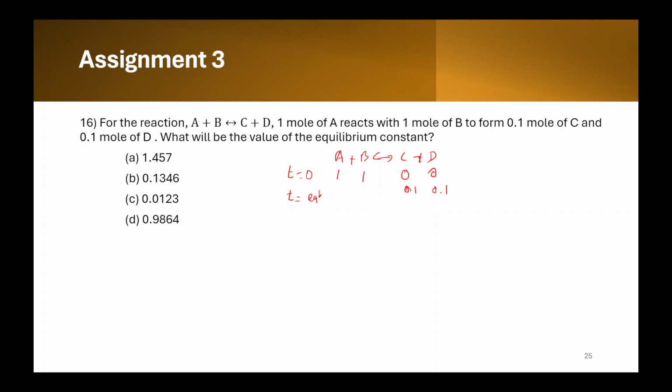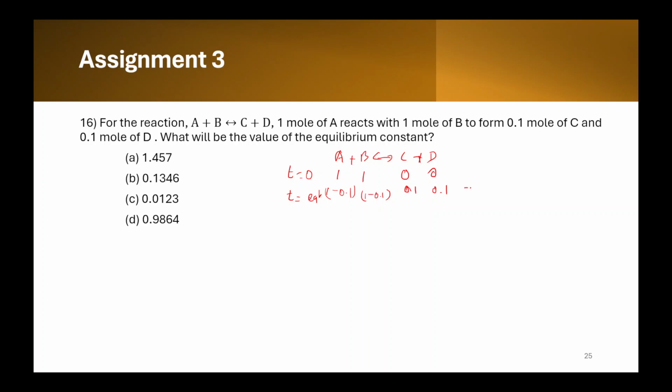So if this amount of C is getting formed, and from this equation we can see that the stoichiometry is 1 mole for each product or reactant. So if 0.1 mole of A is getting depleted, then 0.1 mole of C is getting formed, and it reacts with 0.1 mole of B to give D as well. So 1 minus 0.1 here, and here also 1 minus 0.1.